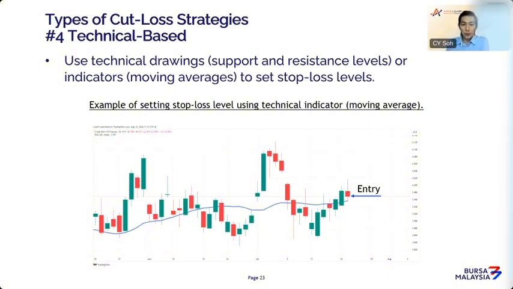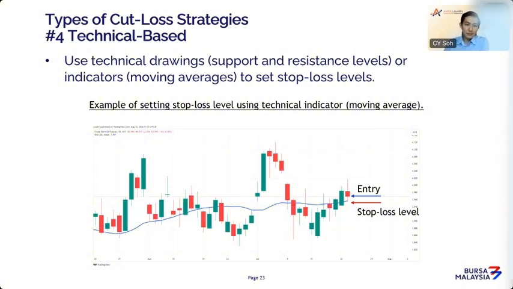So how you set your cut loss level is that you follow your technical indicator. Here, you will just follow your moving average. So your moving average line would be your stop loss level. When the price goes below your moving average line, this is where you cut your loss on your long position and get out of your long trade.